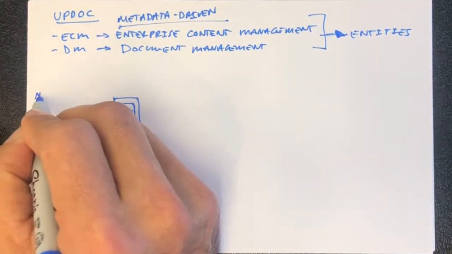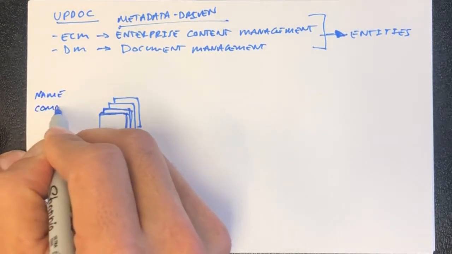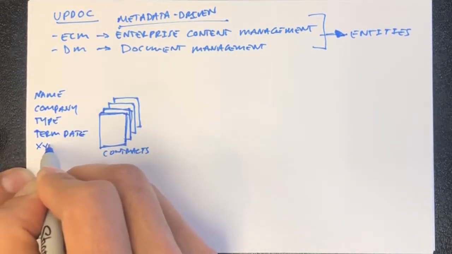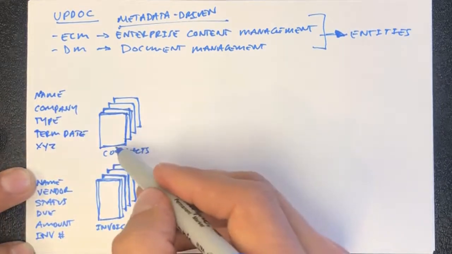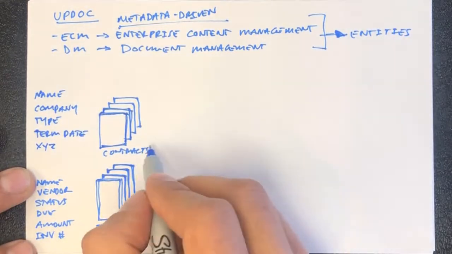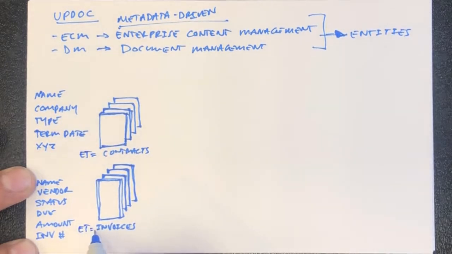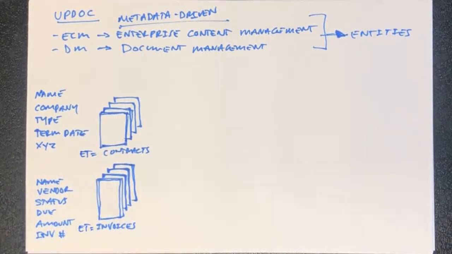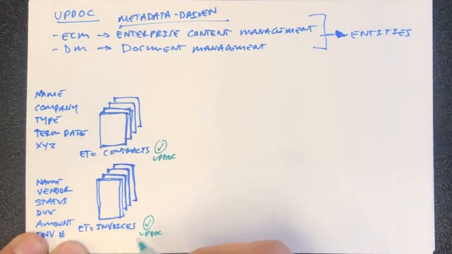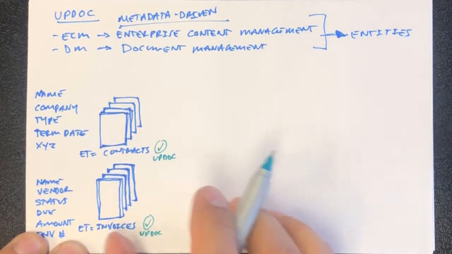We still would want the name of the contract, but we might want to know who's the company that we're contracting with, what type of contract is it, termination date, and so forth. So really anything that we want to understand about these pieces of content, we would set up as metadata. And of course, we do that in entities. So there would be an entity type called contracts and another entity type called invoices. And what we would do for these in configuration is we would check the box that says use for Updoc. And what that does is it tells the entity system, hey, there's not just one way we're going to look at this, there's multiple ways.